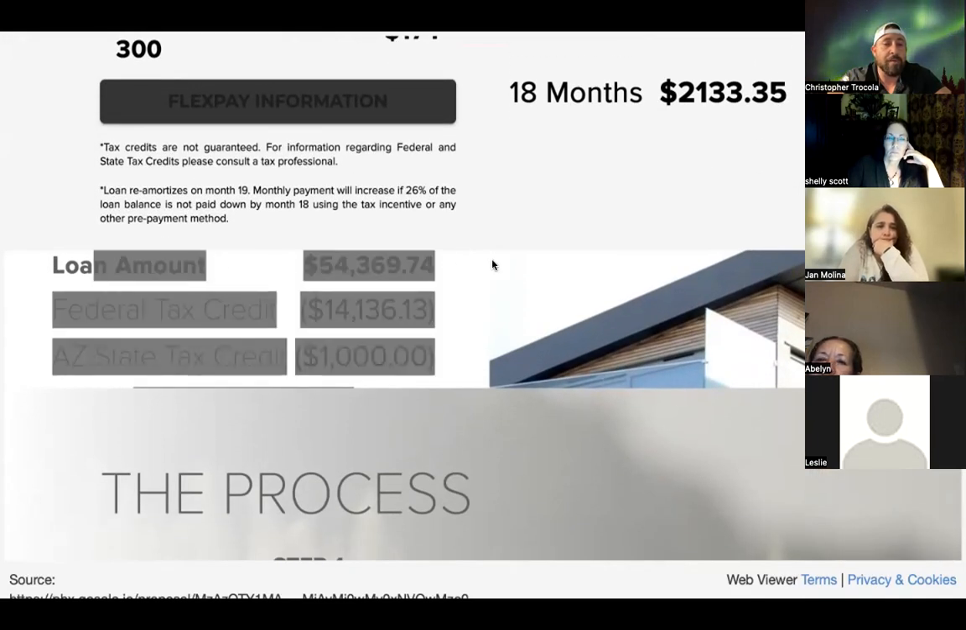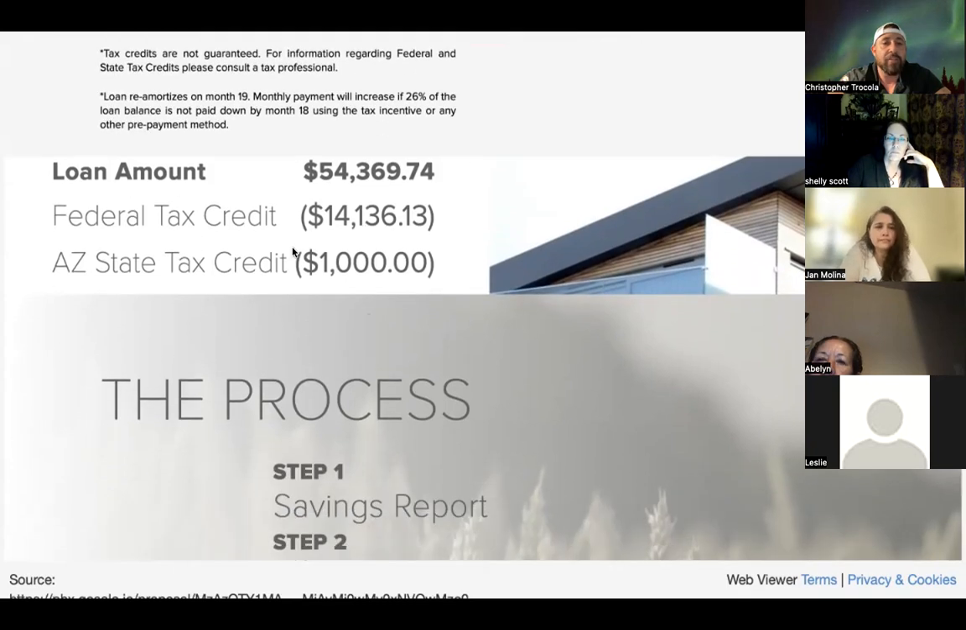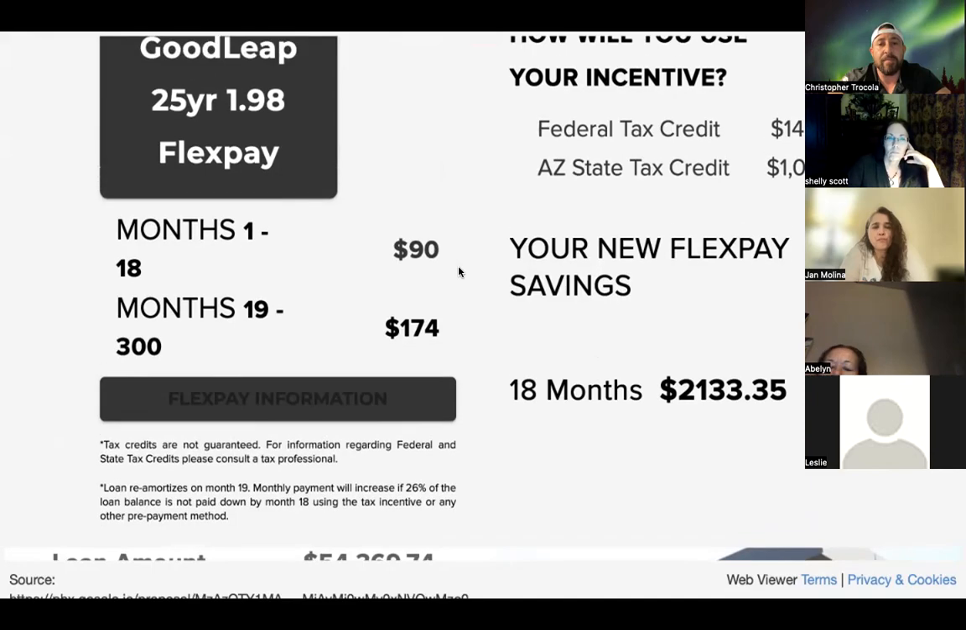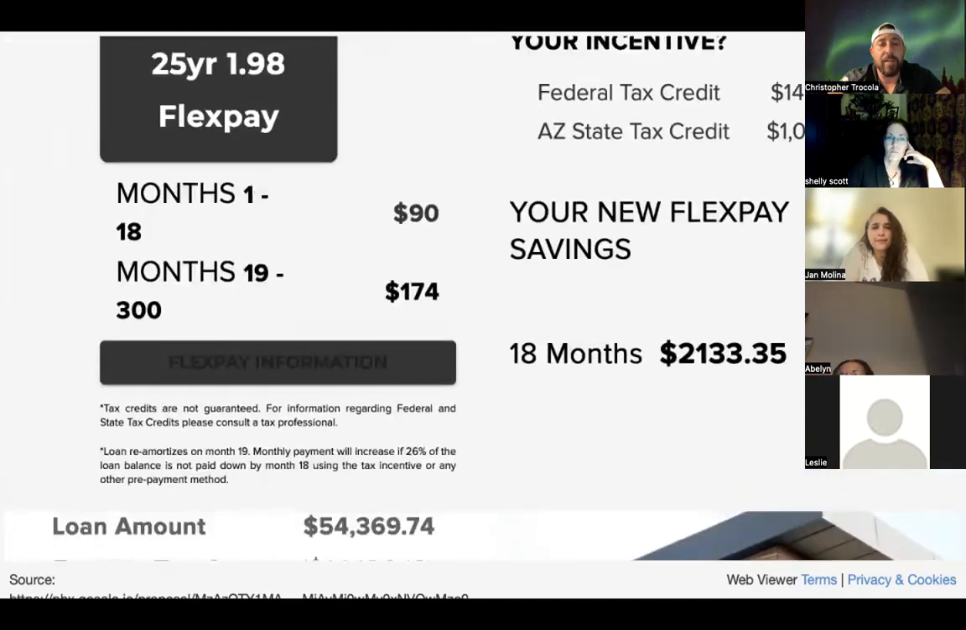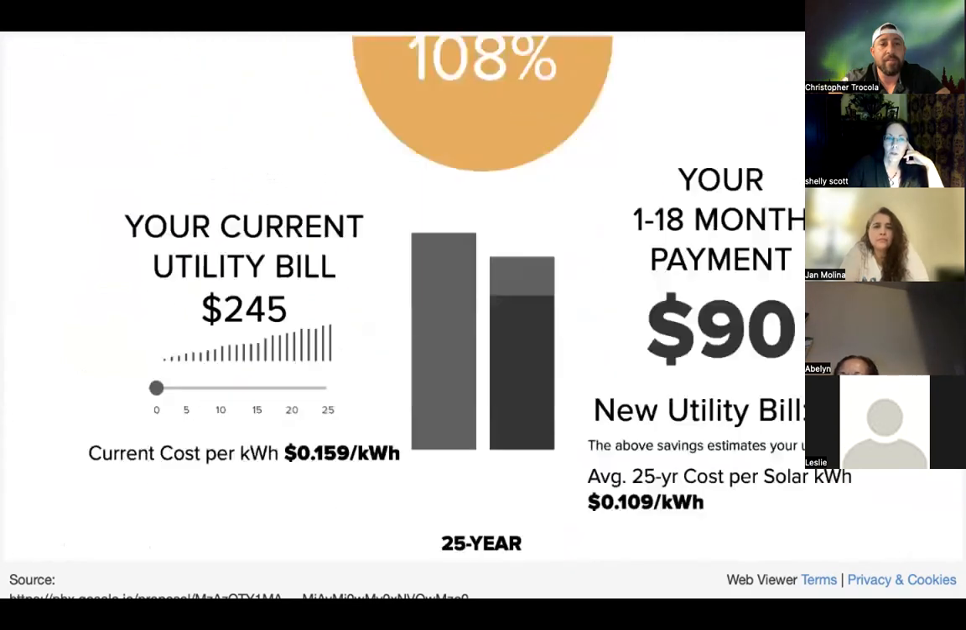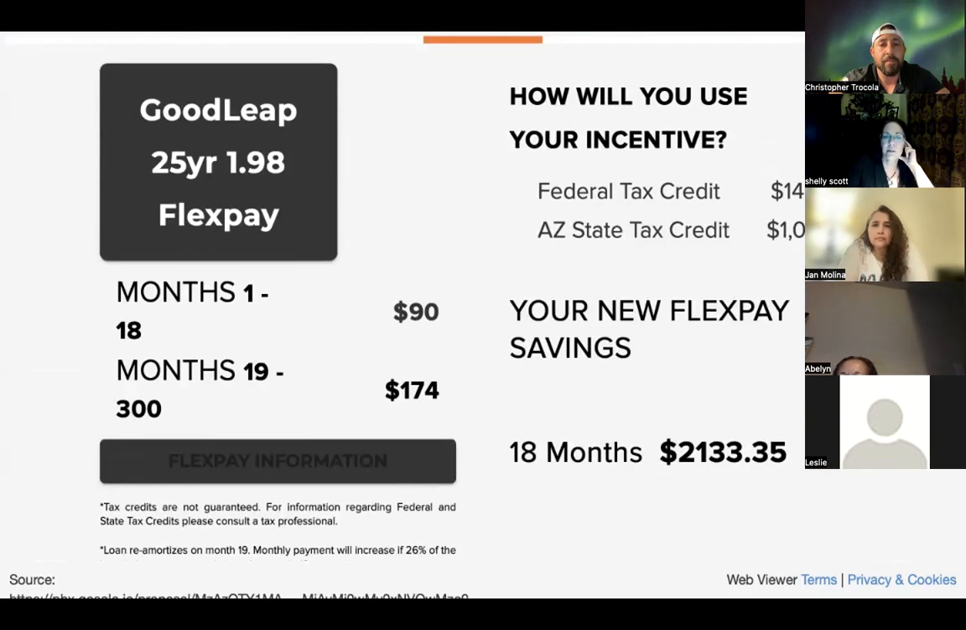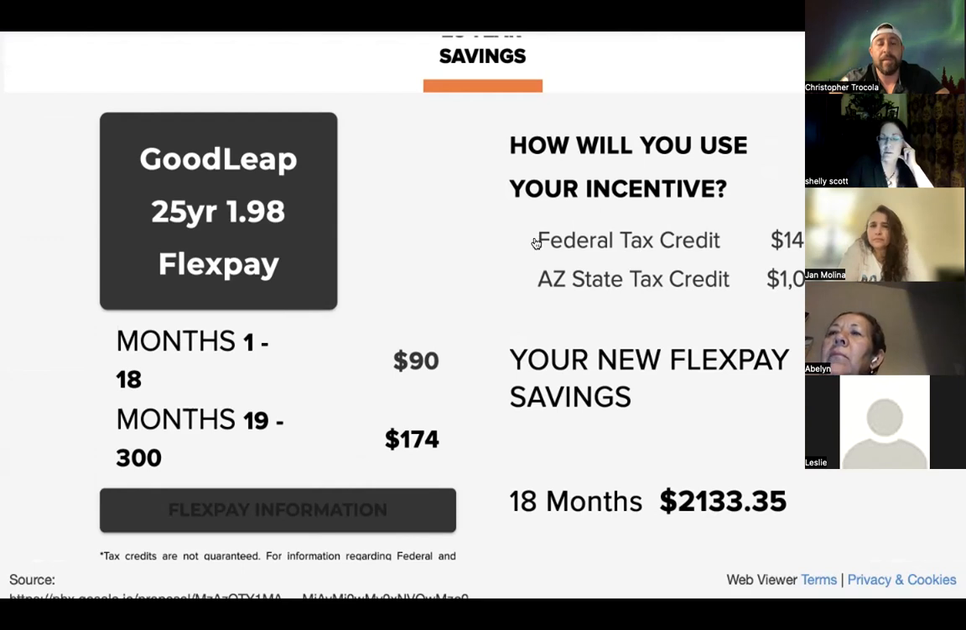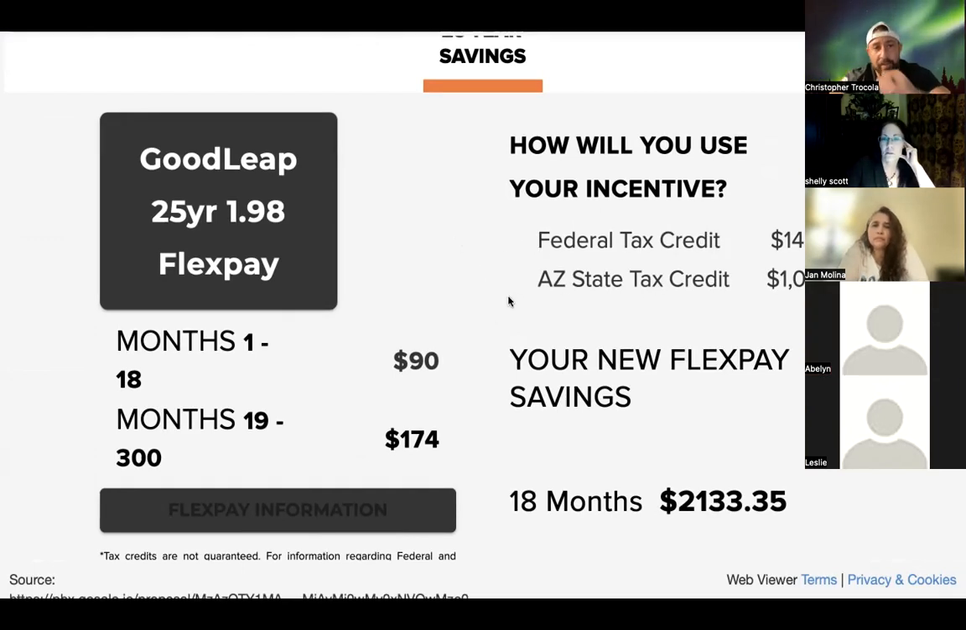So the loan amount on this one was $54,000 with the tax credits. She's ending up only paying $49,000 for the entire system, which comes out to be a huge savings, which is not showing, but it's over $70,000 in savings is what she's saving on this. Mm-hmm. And is Arizona still doing the state tax credit of $1,000? Yep. And these are automatically based off of the address that you punch in. It says whether or not your state has a tax credit.